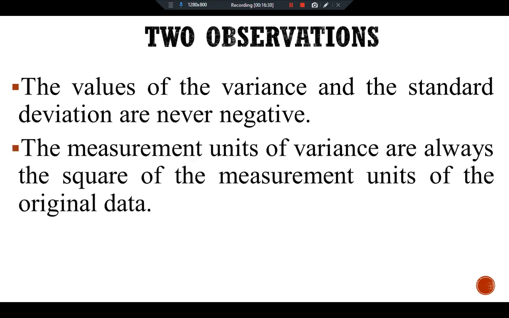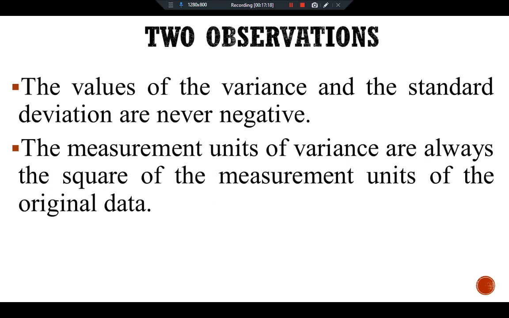The second observation is that the measurement units of variance are always the square of the measurement units of the original data. This is so because the original values are squared to calculate the variance. For example, if the original data are in billions of dollars, the variance would be in squared billions of dollars, which of course does not make any sense. But the measurement unit of the standard deviation is the same as that of the original data, because the standard deviation is obtained by taking the square root of the variance.